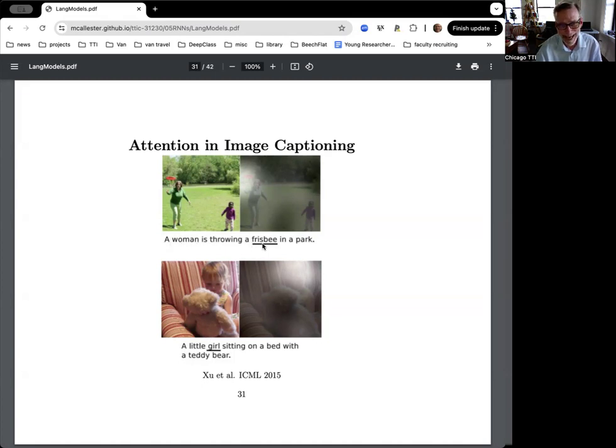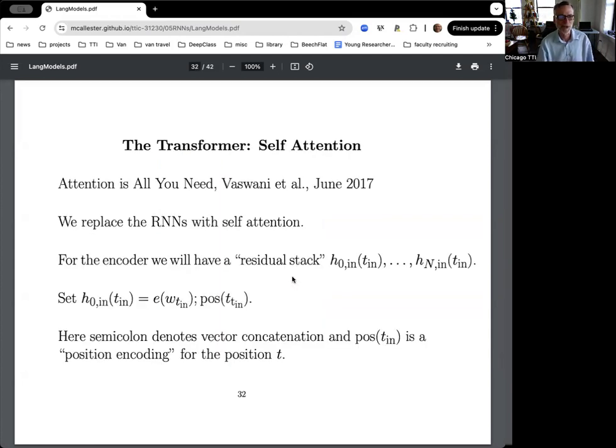What you observe is as it's generating the word frisbee, it's, quote, looking at, its attention mechanism is emphasizing the frisbee. And in this example, as it's generating the word girl, the model is paying attention to the part of the image that contains the girl. So this was, again, very interesting at the time.